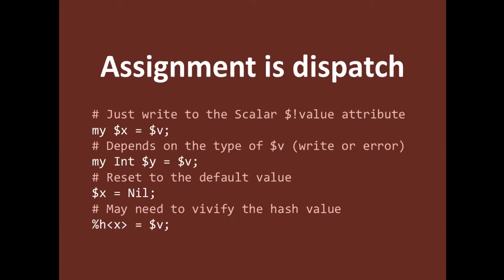If it's typed, however, the behavior is a bit different. We need to do a type check on the thing that we're assigning. If we assign nil, it's different again. It doesn't matter whether the container is typed or untyped or defaulted. We need to find that default and reset it back to that, and the nil itself is discarded. And if we have a hash and the hash doesn't contain that key yet, then we need to vivify it. That's a lot of different things going on.